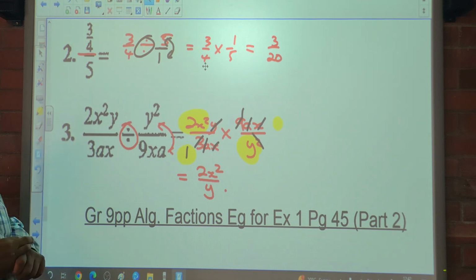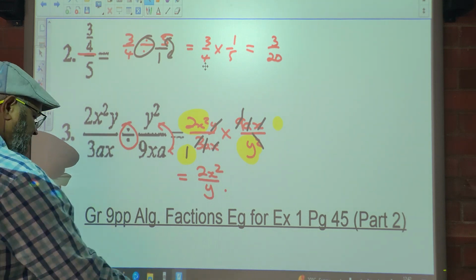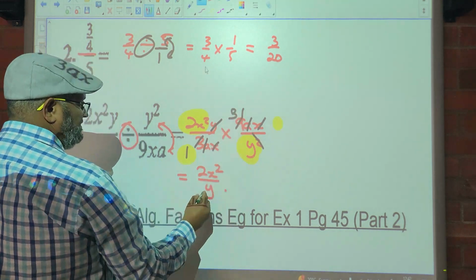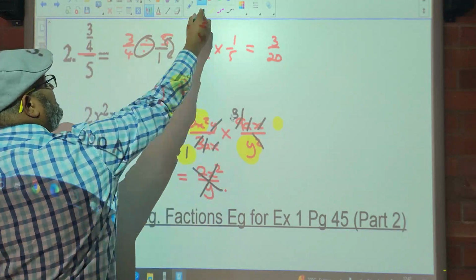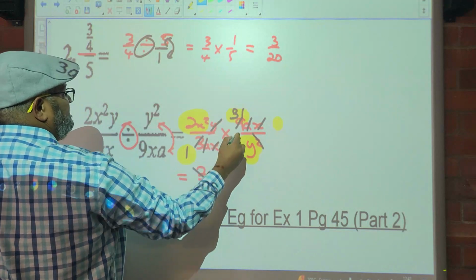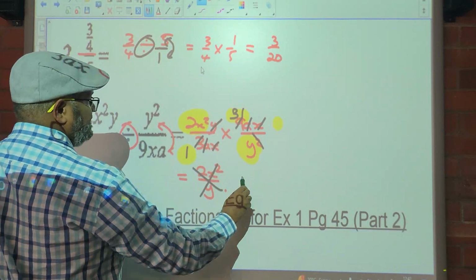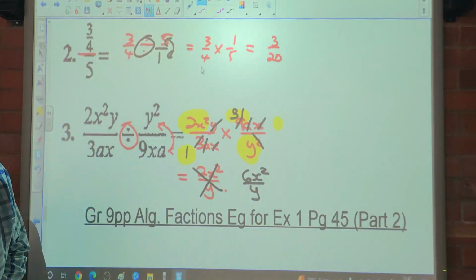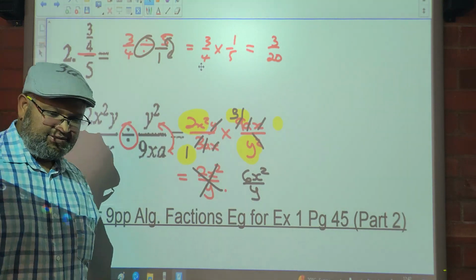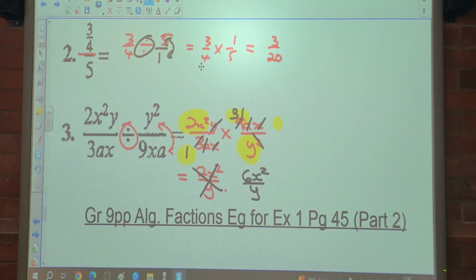But according to the memo, it is 6. Oh, I made a mistake here. That's supposed to have been 3. Okay, so we're left with a 3 as well. So it's going to give us 6x squared over y. Okay, so that brings us to the end of the examples for the exercise dealing with algebraic fractions.